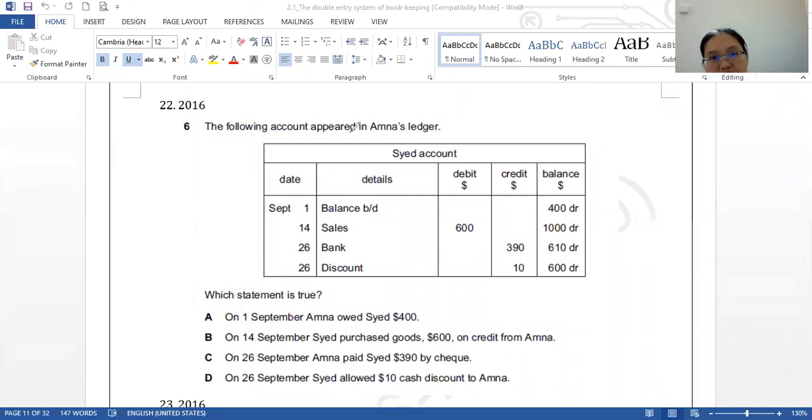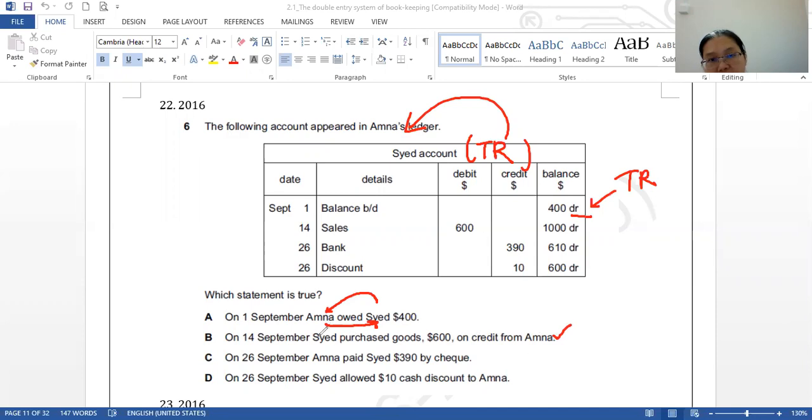The following account appears in AMNA's ledger. When you have a debit, this means trade receivable, because this is the trade receivable to AMNA. So on 1st September, AMNA owed Sheikh 400. No, Sheikh owed AMNA. Okay, the other way. On 14th, Sheikh purchased goods 600 on credit from AMNA.